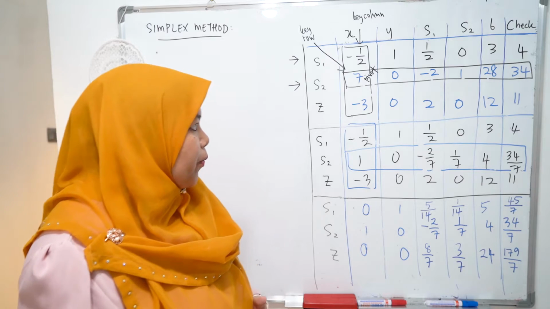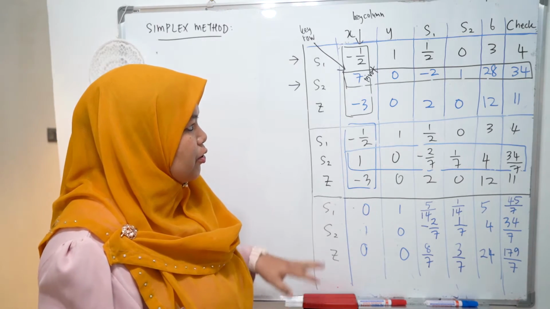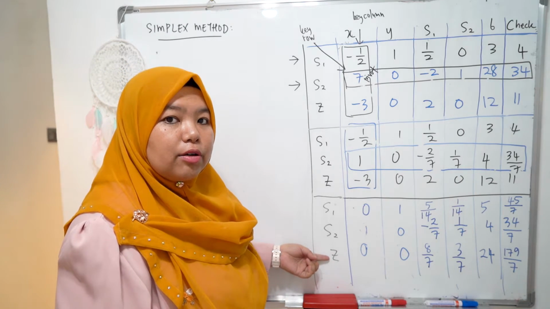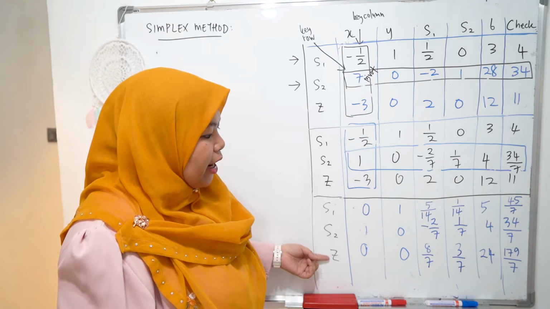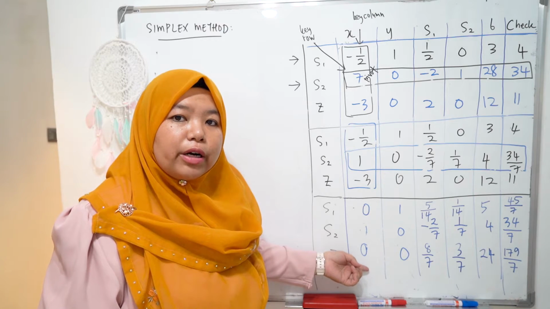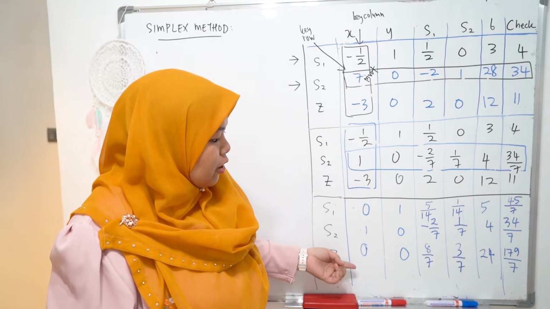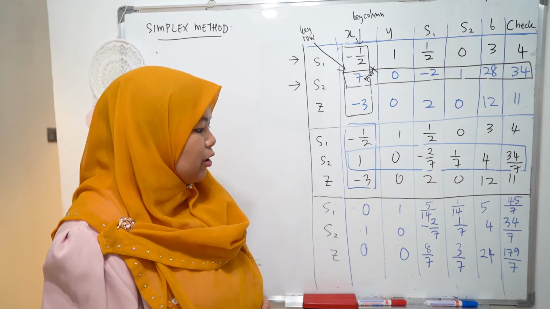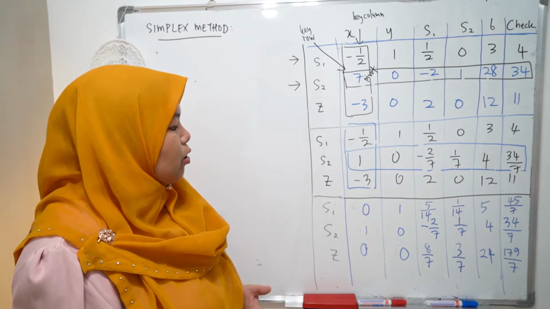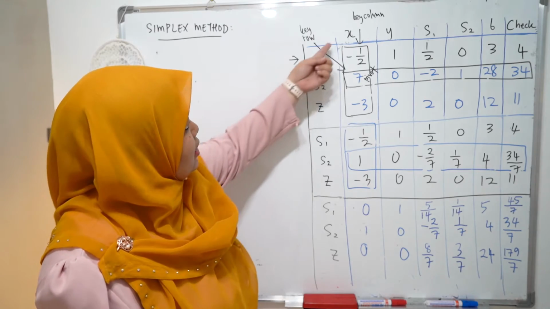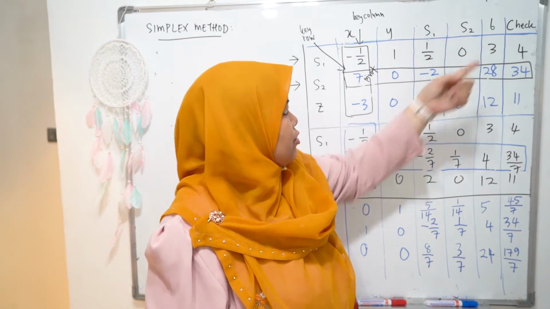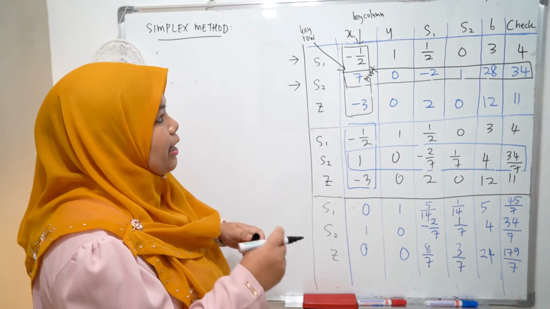Okay, so to continue, look at the Z row. Do they have any negative value here? They have no negative value, so we can conclude what is the value of x, y, s1, s2, and z.